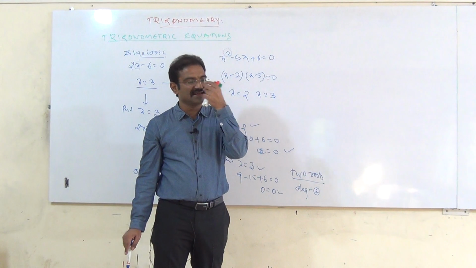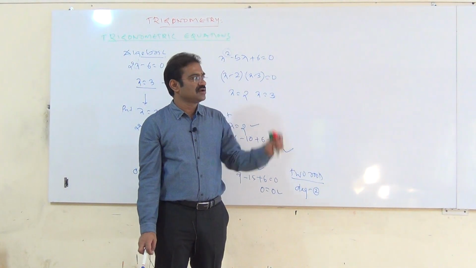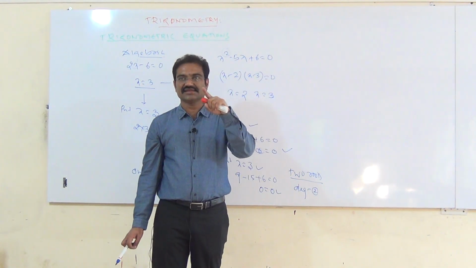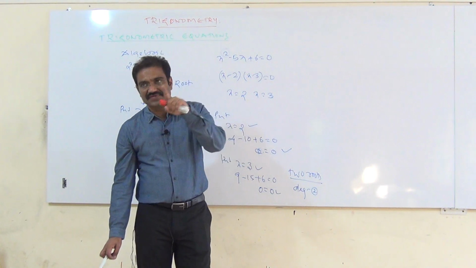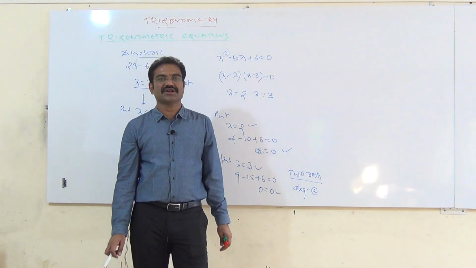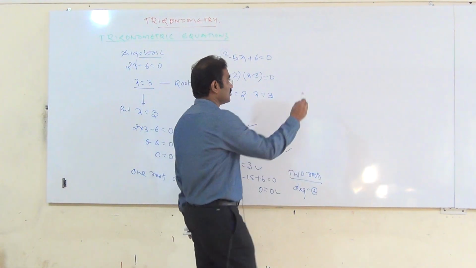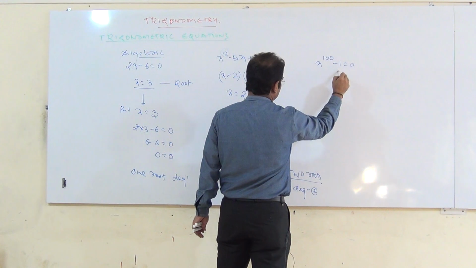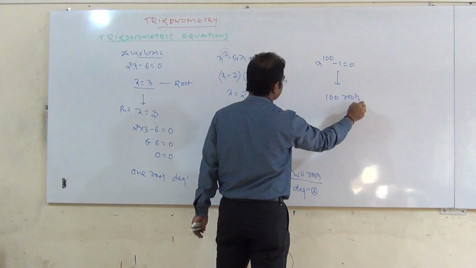That can be discussed with De Moivre's Theorem. According to De Moivre's Theorem, (cos theta plus i sin theta) raised to n is equal to cos n theta plus i sin n theta, if n is any integer. If n is a fraction, then one value of (cos theta plus i sin theta) raised to n is equal to cos n theta plus i sin n theta. Remember this one. If you write x raised to 100 minus 1 equal to 0, it has 100 roots.